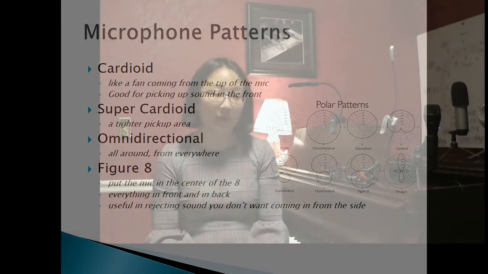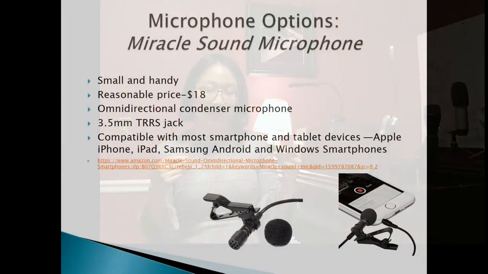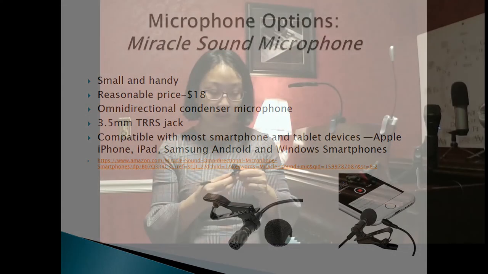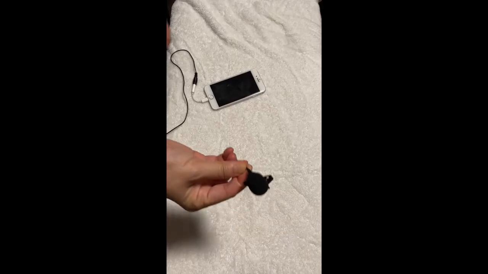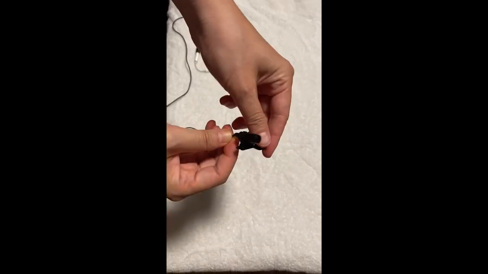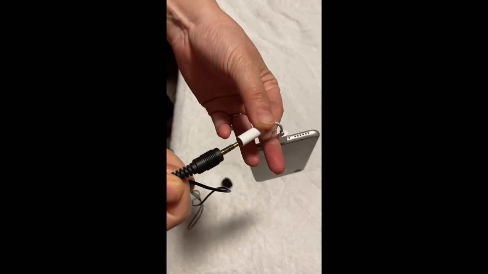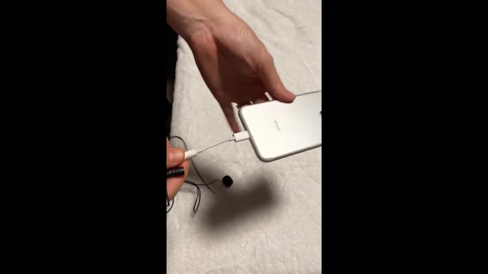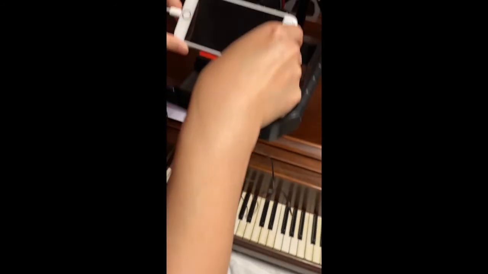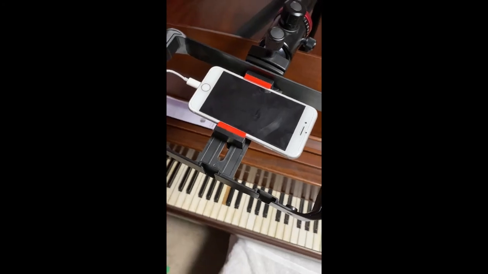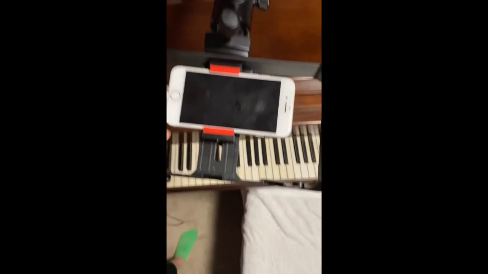And now I'm going to show you some microphones. First is this type called Miracle Sound Microphone. This is a microphone that you can clip on your clothes and then record sound directly. And you can actually plug this side in, because this is a 3.5 mm audio jack. It works with iPhone and any type of smartphones or tablet device.